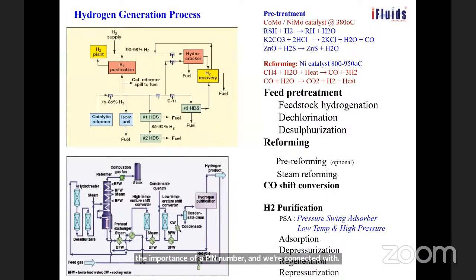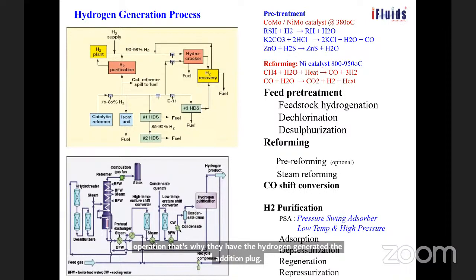Now we are moving to the hydrogen generation process. Why is hydrogen required for a refinery? Because many of the reaction plants use hydrogen. Whether you take a hydrotreater, hydrocracker, or isomerization, all these places will require hydrogen. So hydrogen is very much required for refinery operation. That's why they have the hydrogen generation plant. Now, how is the hydrogen generation taking place?